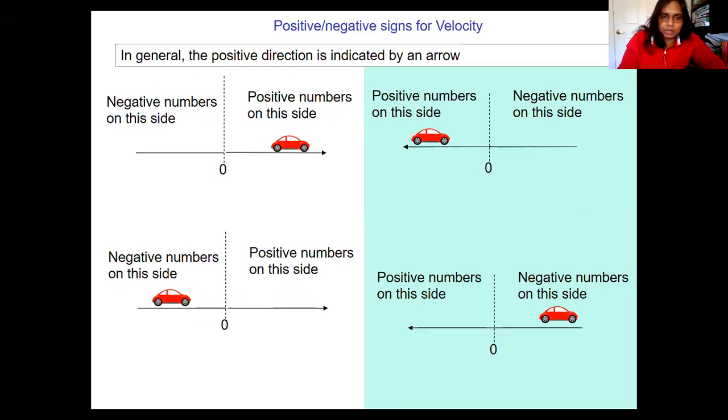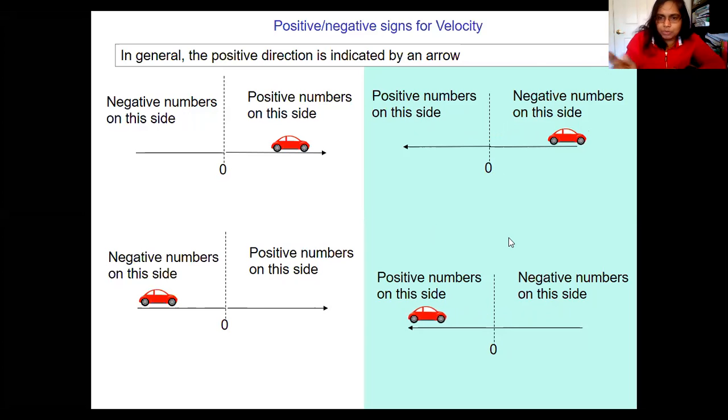Then think about the next one. It moves from the positive side to the negative side. Is the velocity positive or negative? I'll show you the answers, but you can argue within yourself and tell me what the velocity sign is. Is it positive or negative? And in the top right corner picture, the car moves from the negative side to the positive side.